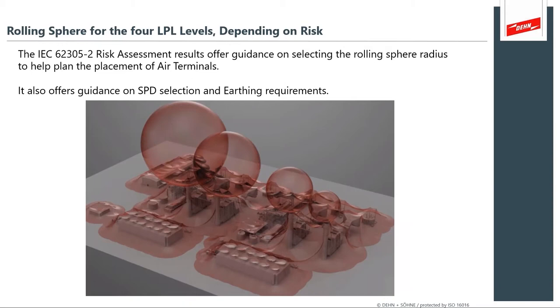So I like to always start with the risk analysis. The IEC methods are very helpful because they really drive the risk assessment, which we know is very important for the selection of the rolling sphere radius. This is a really nice illustration to show you that a less severe risk gives you a larger rolling sphere. A more severe risk gives you a smaller rolling sphere.